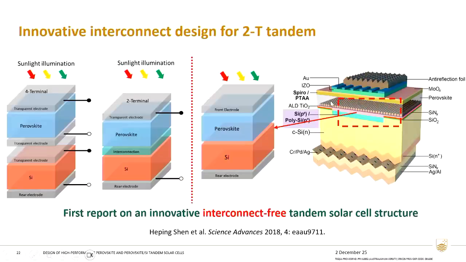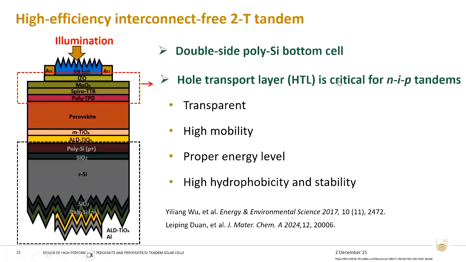Okay. Till now, I've mentioned the perovskite top cell, I've mentioned the silicon bottom cell, and I also mentioned that the interconnect layer is very important. Going from 4-terminal to 2-terminal, we reduce the transparent interconnect layer from 2 TCLs to 1 TCL, and we take another step forward and further remove this TCL, in a way that we made a very innovative interconnect-free perovskite silicon tandem.